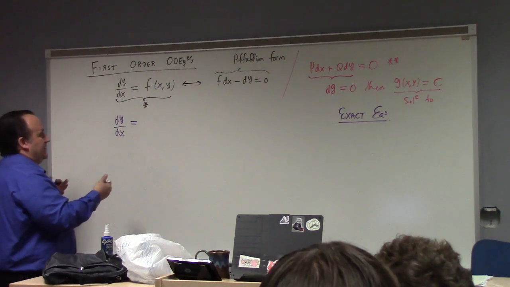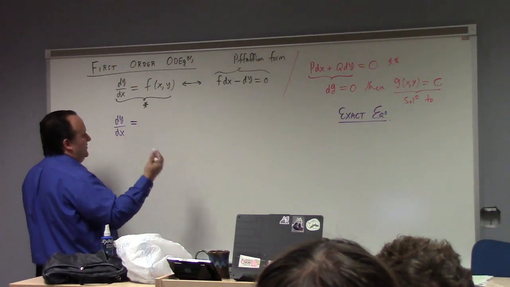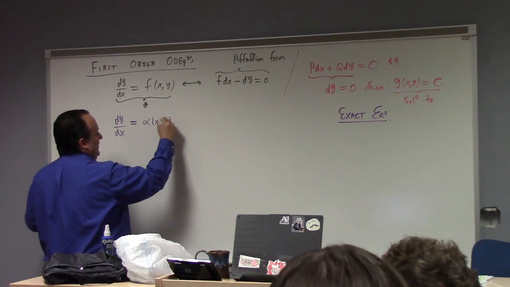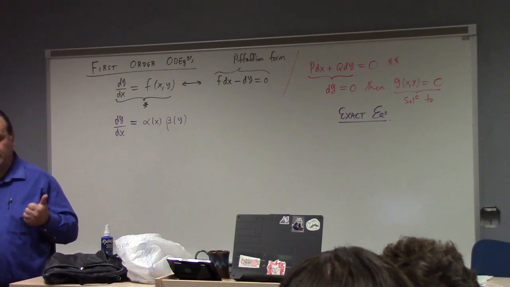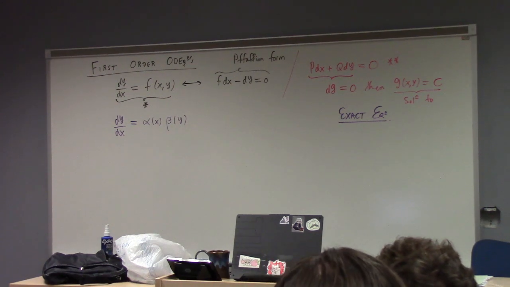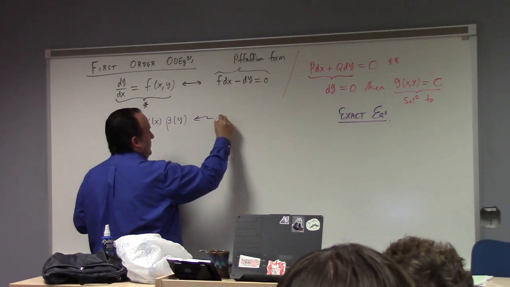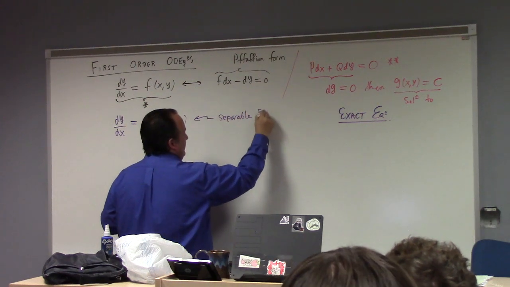If we have dy/dx equals, I need some other letters. Let's say, I haven't used anything Greek yet. Let's say alpha(x) beta(y). All right? So we've got a function of x, we've got a function of y, and we can write it like this, right? If the differential equation looks like this, it's said to be separable. It's a separable differential equation.